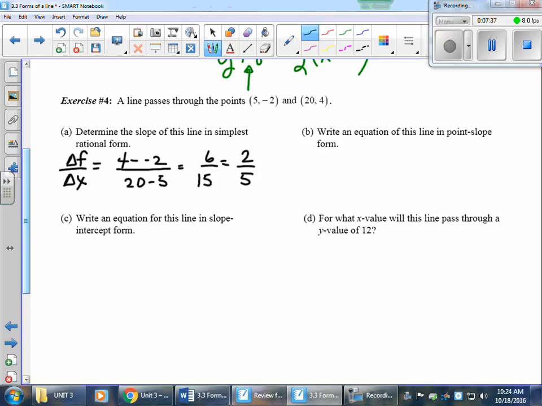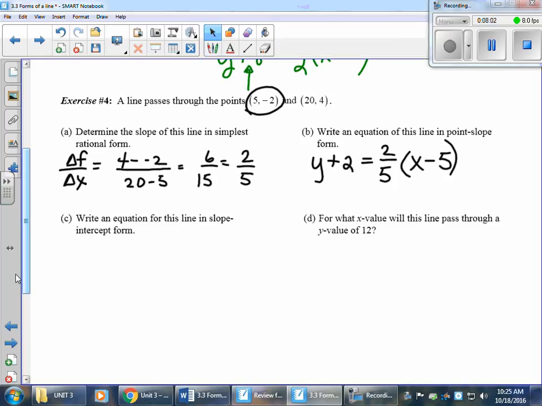B, write the equation of this line in point-slope form. It doesn't matter what point we use. So if I use, let's say, this point here, I can say y minus a negative 2, which is y plus 2, is equal to my slope, which we just figured out, times x minus 5. Or if you wanted to use the other point, it simply would have been y minus 4 equals 2/5 (x minus 20). Both yield the same line.